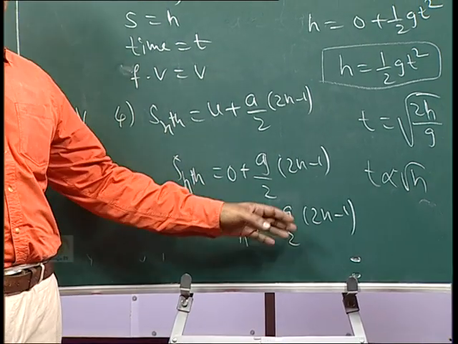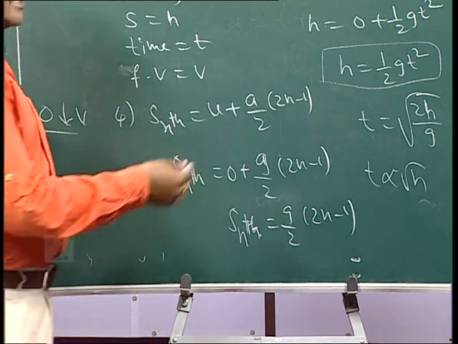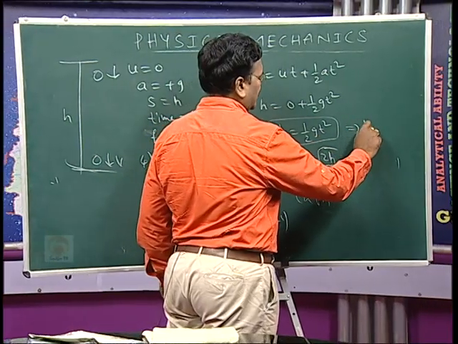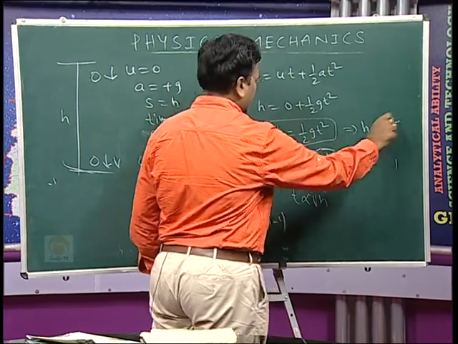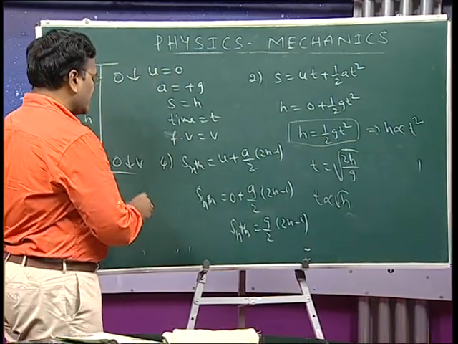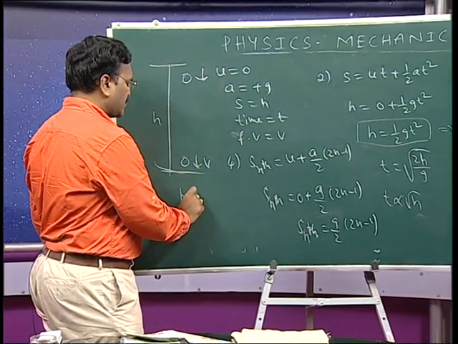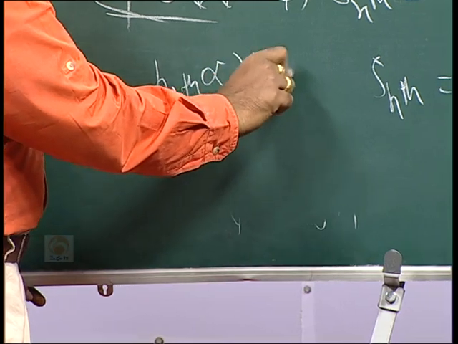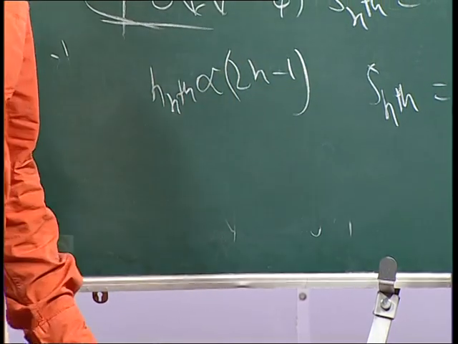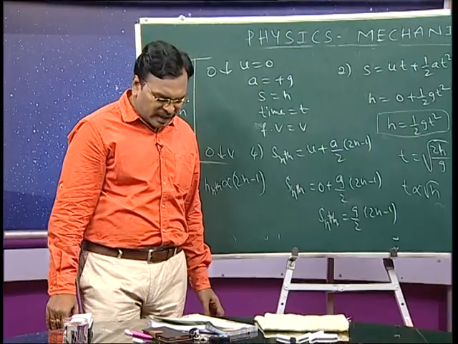S nth is proportional to 2n minus 1. Here h is proportional to t square. Now, S nth we take as h nth. H nth is proportional to 2n minus 1. So, how are they asking the question?